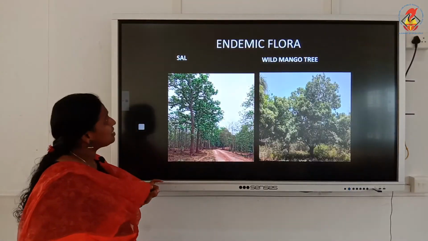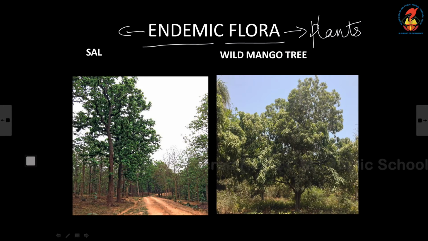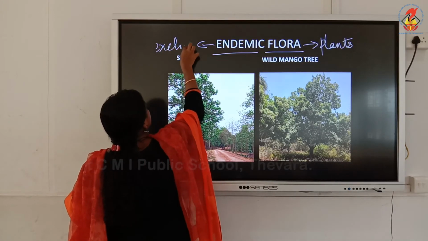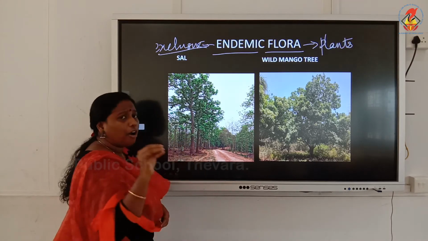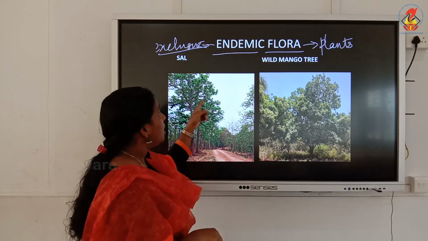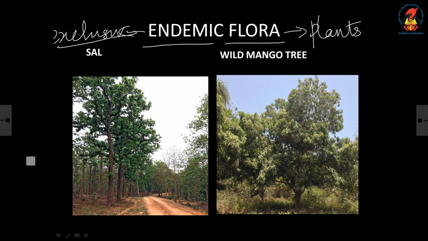Okay, just see this. These are 2 endemic flora. Flora means what? Flora means the plants in an area. Okay, and what do you mean by endemic? Endemic means the plants which are found only in that particular area. Exclusively they are found in that biosphere reserve. Such plants you call endemic species. 2 endemic species of Pachmari Biosphere Reserve: this is sal tree and this is wild mango.